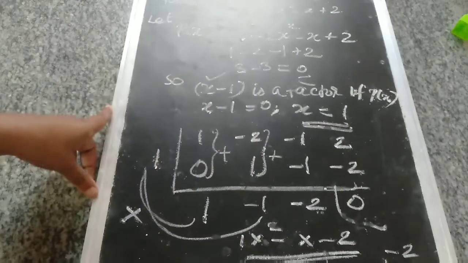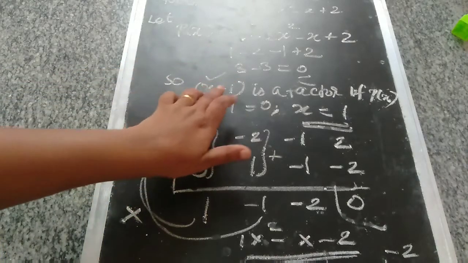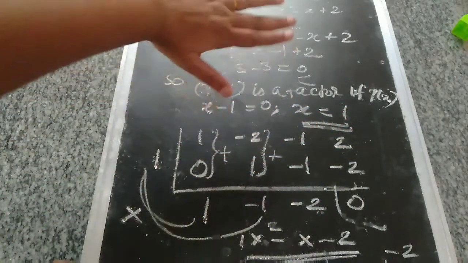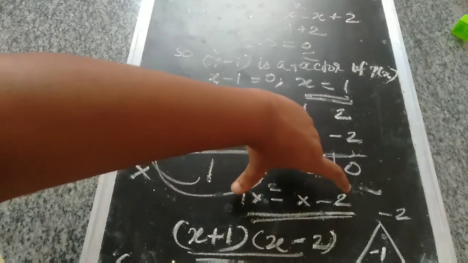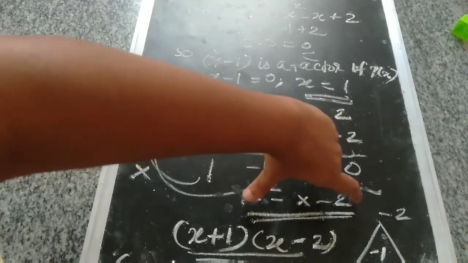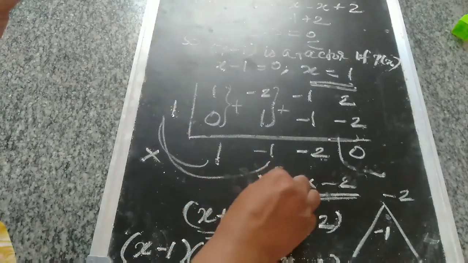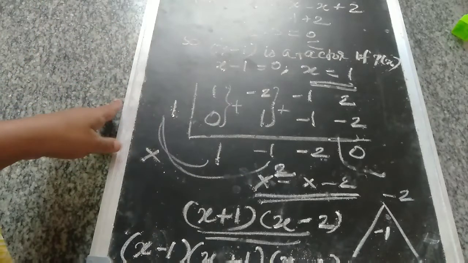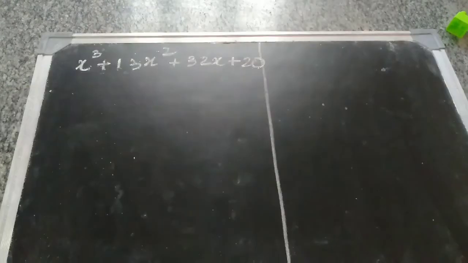Okay, in case the first method doesn't work, there is another method. After you find one factor, say x minus 1 is a factor, then you apply the long division method. Again, with long division you get the quotient x squared minus x minus 2. If you apply long division, you also get the same answer. Is it clear? Okay, let us try another sum now.